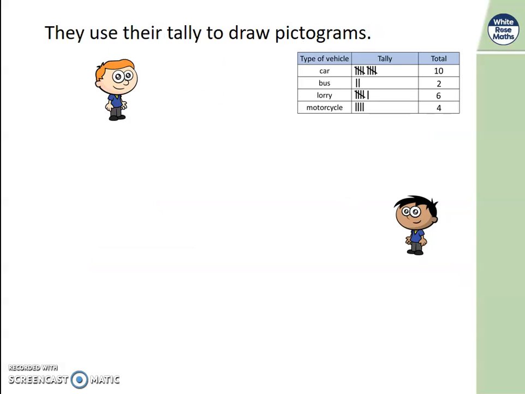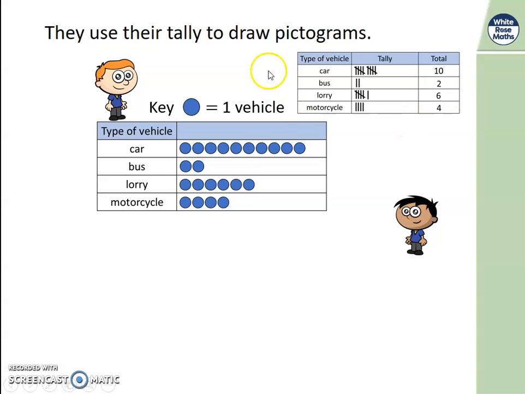So, Ron and Amir use their tallies to draw pictograms. They've got their tally chart here with all their data and information on there, but they make it into a pictogram. So let's have a look at a pictogram that Ron creates. Ta-da! This is a pictogram. So what's different about a pictogram and a tally chart? Have a think.